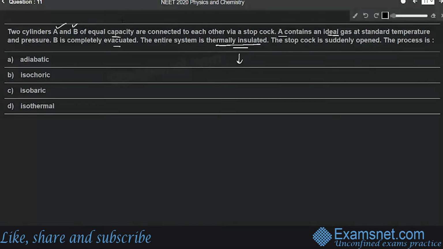It means that no heat exchange will take place. Okay, and we know that a process in which there is no exchange of heat between the system and the surrounding is known as adiabatic process. Okay, so the correct answer will be adiabatic, that means option A.